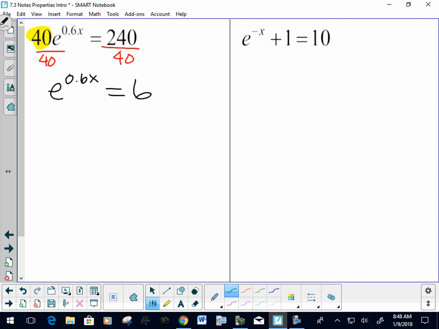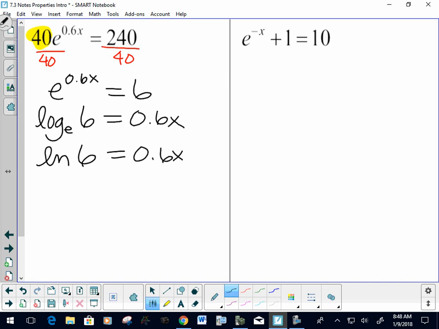Now we're ready to write that as a log equation. And so it's a log with a base of e, but maybe you recall that that's the same as a natural log. So usually I don't write log with base e. Usually I just write that ln symbol for a log with base e. But it's not wrong if you do. But it is going to be a natural log. So it's a log with base e. A natural log of 6 is equal to the power 0.6x.